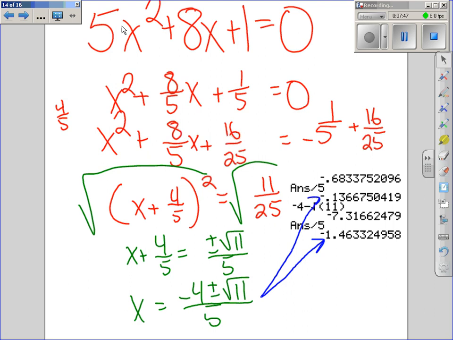So again, if you have an a term that's greater than 1 or different than 1, you have to divide through by that. You're forcing the left-hand side into a perfect square trinomial, which is why this eventually comes down to x plus 4/5.